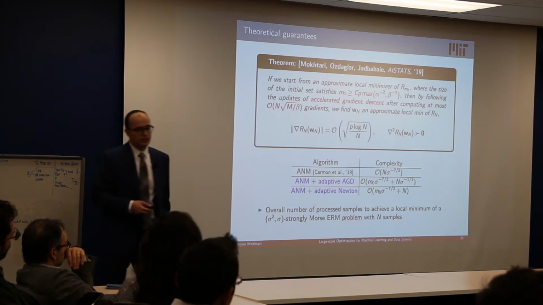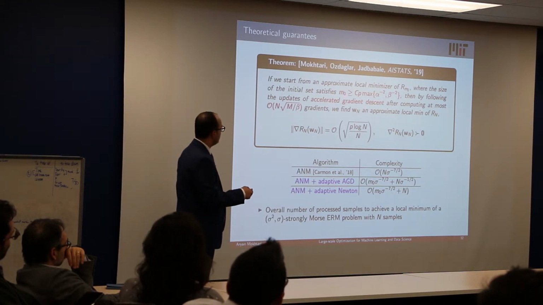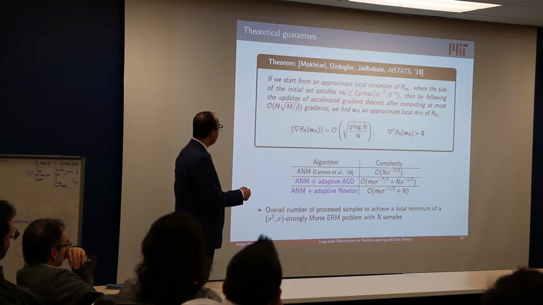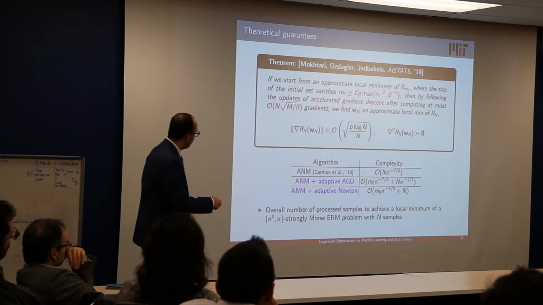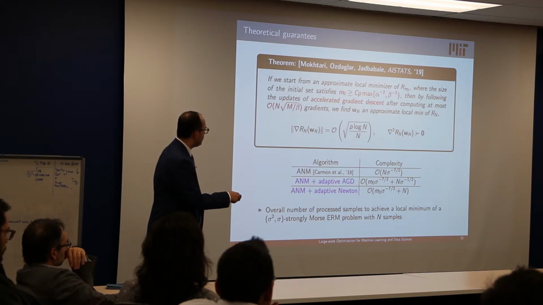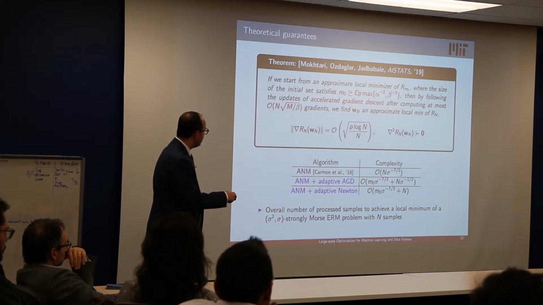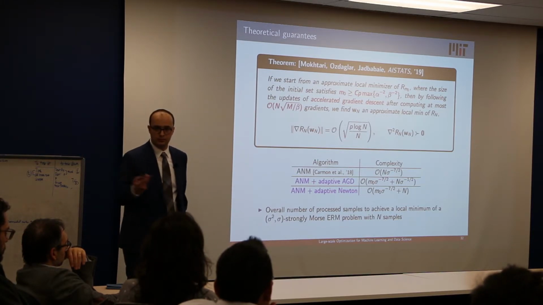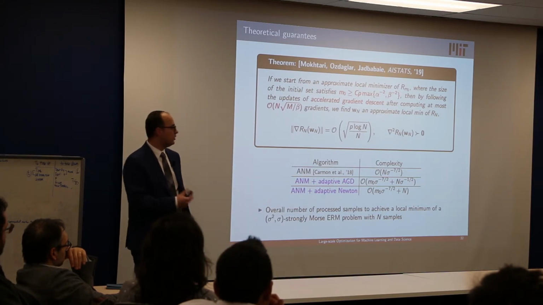We formalize this result in this theorem. We showed that if the number of samples in the initial sample set is large enough, which depends on the parameters of the strongly Morse definition, and you follow the updates of the accelerated gradient method, then after this many gradient evaluations, you're going to reach a point that has a small gradient value, which is exactly the statistical accuracy, and the Hessian at this point is positive definite. That means that this point, w_n, that we have reached is actually an approximate local minimum, because the Hessian is positive definite and the norm of gradient is small.